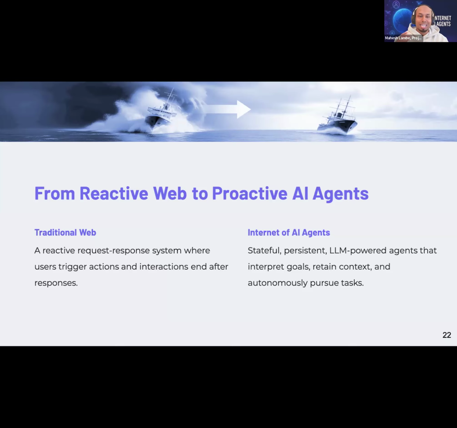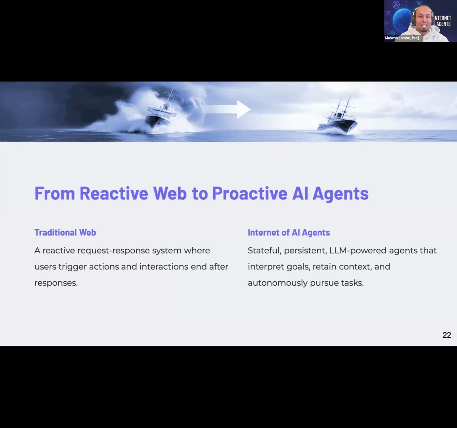These agents are not just endpoints. They are long-lived, LLM-powered digital actors. They interpret user goals, retain memory across interactions, and initiate tasks on our behalf. So think of an AI travel agent that not only remembers your preferences, but negotiates with airline bots on its own, rebooks your flight or reroutes ground transport, all without waiting for your prompt.